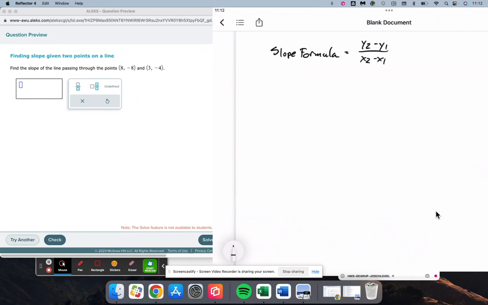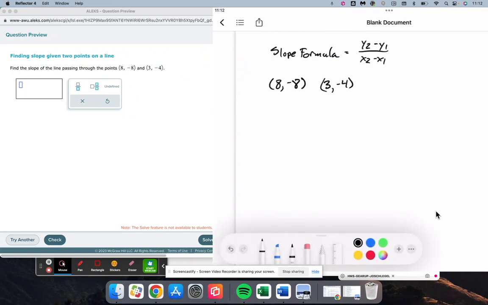This is really not complicated at all. It's actually very simple. The thing that I find people doing that causes them the most problems is they don't do what I'm about to do and label the values that they're going to put into this thing. So please pay attention to that piece because it's super important. And so for the first point, we have 8, negative 8. And then for the second point, we have 3, negative 4. Super important to do this.